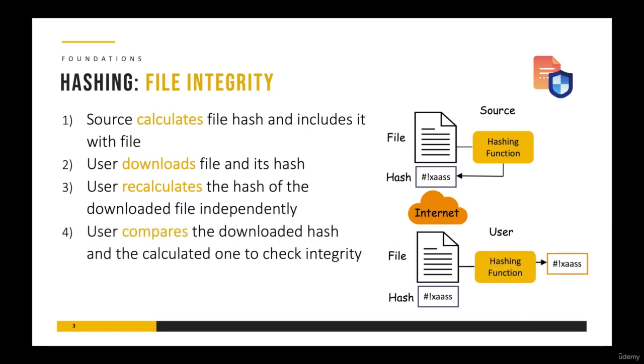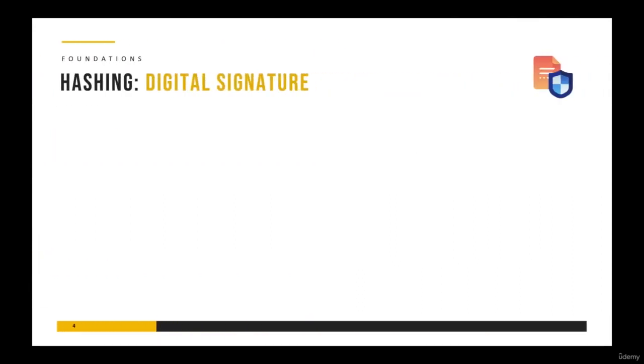In the next step, the user compares the downloaded hash with the hash that they have calculated independently. The two hashes must match. If the two don't match, then it means that the file has been compromised and the integrity can no longer be trusted.